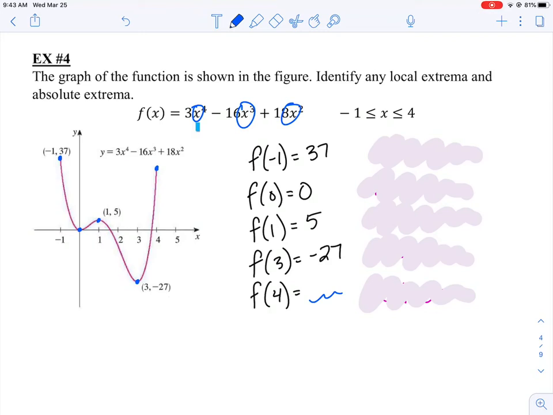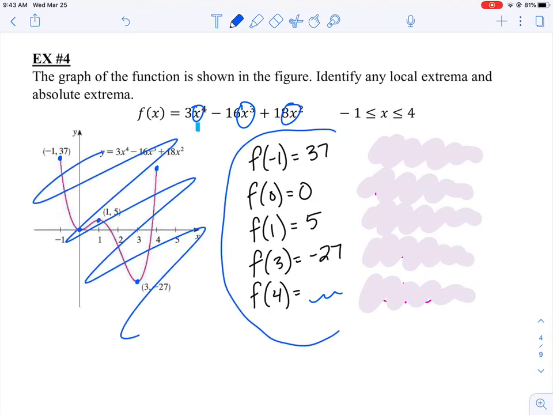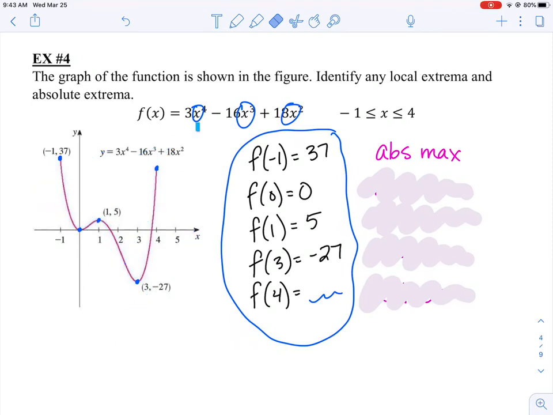Now looking at those values, if I didn't have a picture with me, would we be able to use these values to figure out if there's a relative or local extrema or an absolute extrema? Well, from my y values, don't I have the very highest point at -1, 37? The absolute maximum value is 37. It happens when x is -1. And I can go to the picture and see that it is the highest value on my graph.